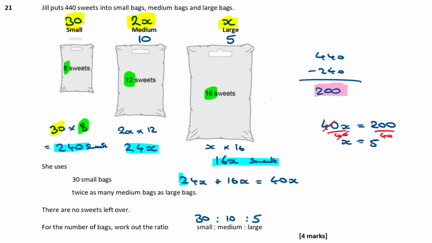Because they're all divisible by 5. So dividing each one of those by 5, then they're in the ratio of 6 to 2 to 1. Okay, that's my final answer, 6 to 2 to 1. Quite a tricksy question, that one.